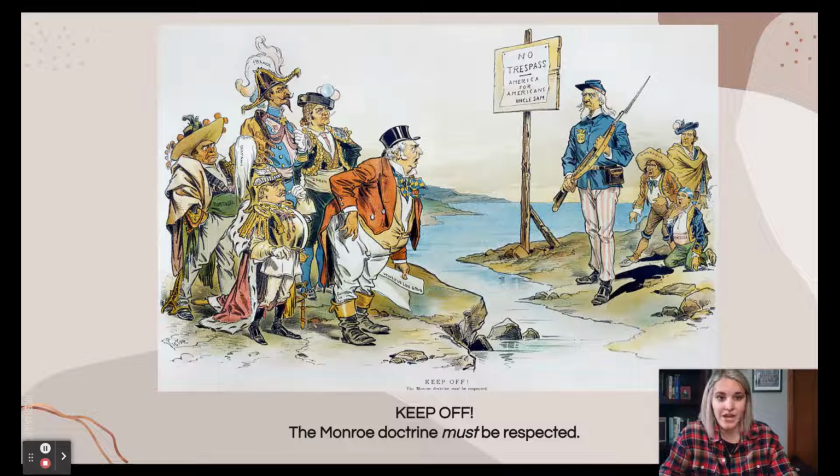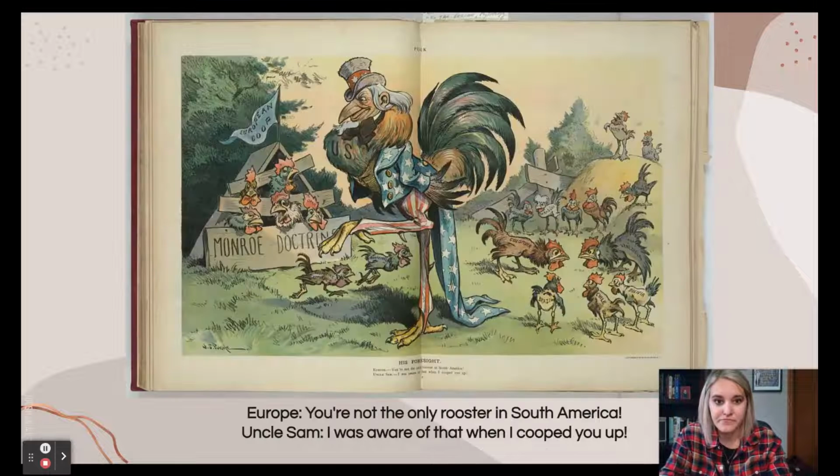So Uncle Sam is there, protecting, if you will, the countries in Central and Southern America, and European countries are looking on with annoyance and anger. Here's another one where European countries are in a chicken coop, and the Monroe Doctrine has blocked them in.